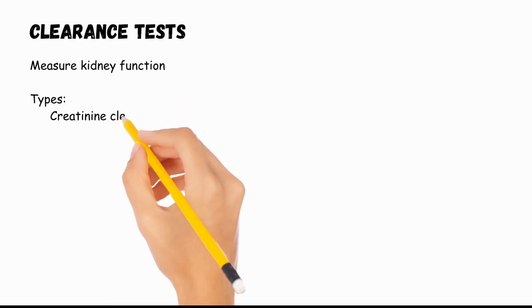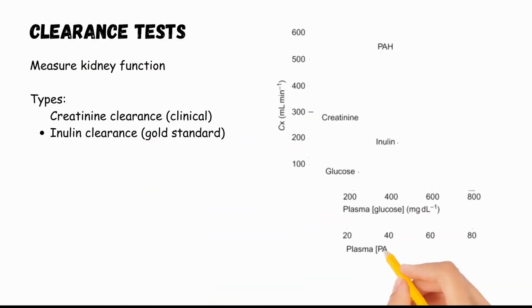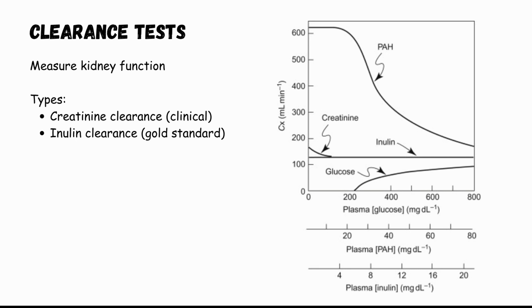Clearance tests measure how effectively kidneys filter blood. Creatinine clearance is commonly used in clinical practice. Inulin clearance is the gold standard but used mainly in research. These tests help assess GFR and diagnose kidney dysfunction.